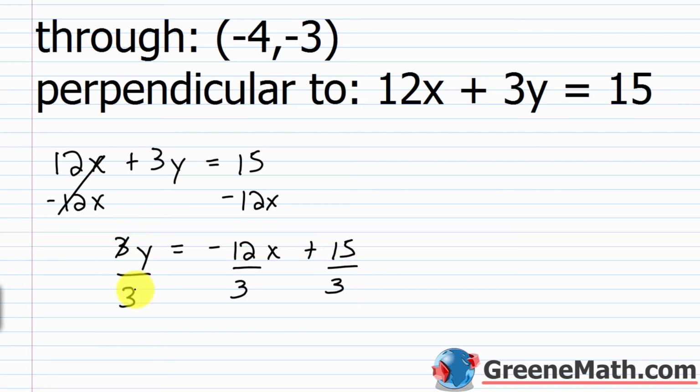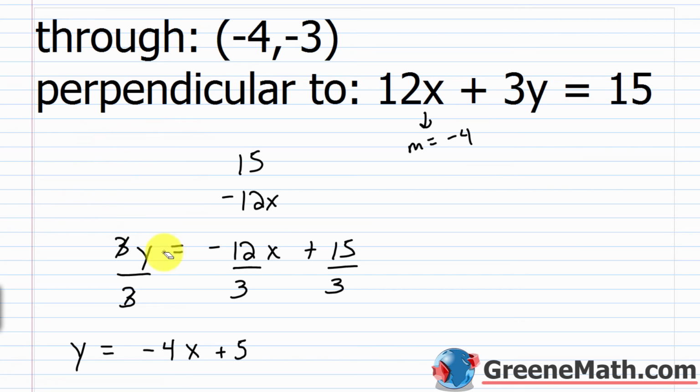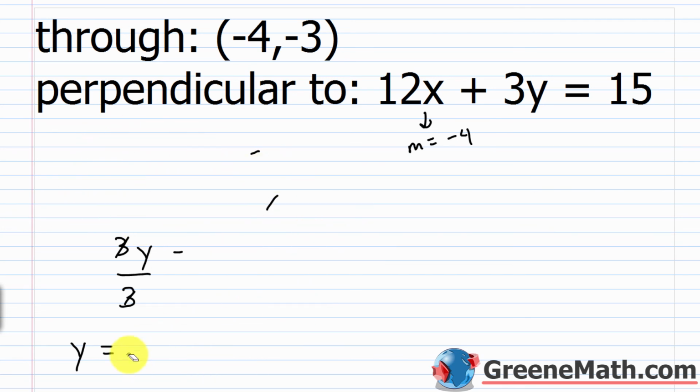And what are we going to have? This will cancel. I have y is equal to negative 12 over 3 is negative 4, then times x, and then plus 15 over 3, that's plus 5. All right, so I'd have y equals negative 4x plus 5. Now, in the last example where we had parallel lines, it was easy because the slopes would just be the same. The slope for this line, as we can see, because it's in slope-intercept form, m is equal to negative 4. Now, with perpendicular lines, it's a little bit more complex, but really it's still kind of easy.